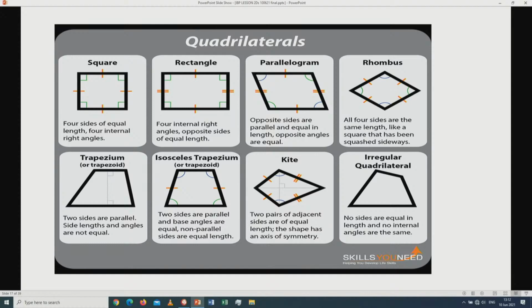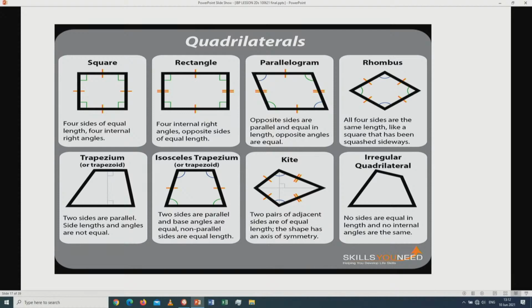Four internal right angles, opposite sides of equal length: rectangle. Opposite sides are parallel and equal in length. Opposite angles are equal. Make yourself a mind map as well. Remember the properties, because questions will be asked to solve word problems, so you need to come up with your background of properties. Rhombus, all four sides are the same length, like a square that has been squashed sideways. It's a square, squashed sideways.